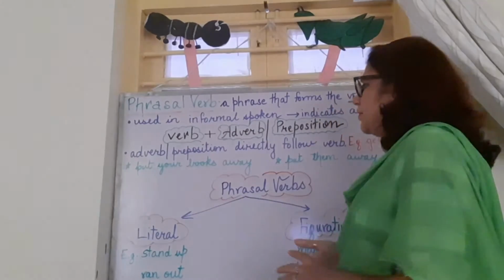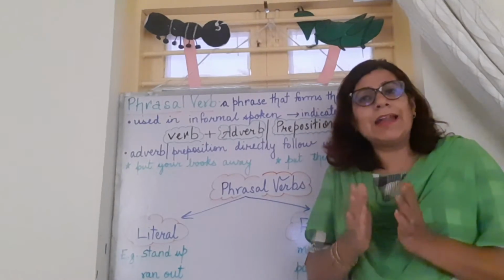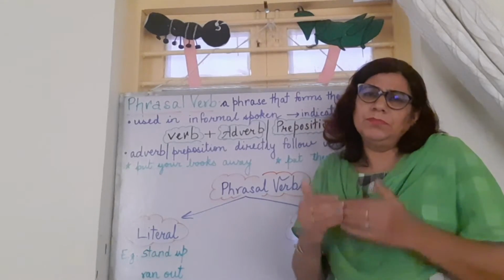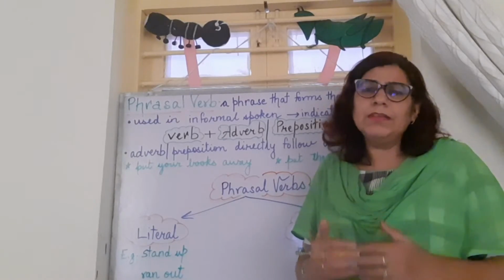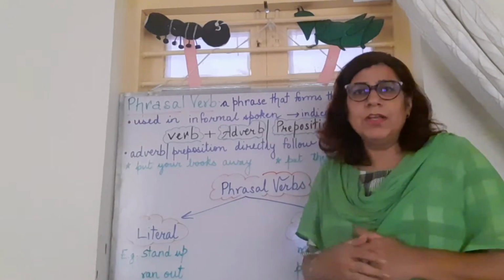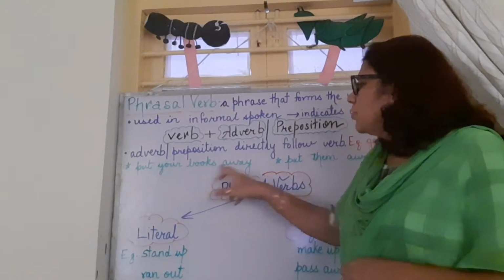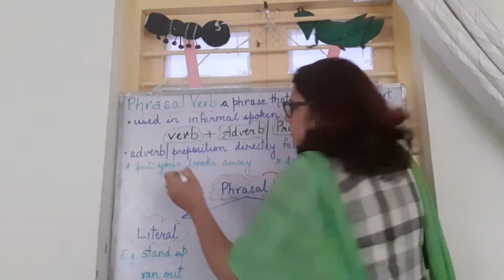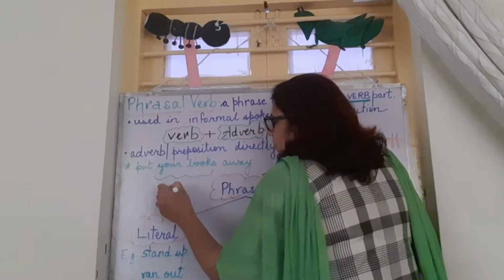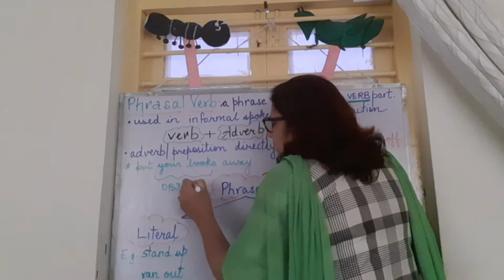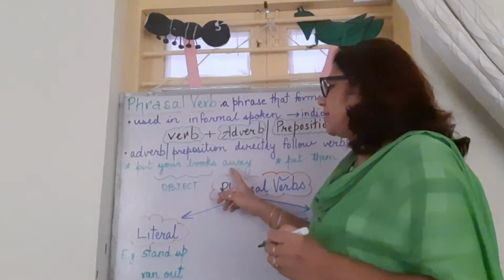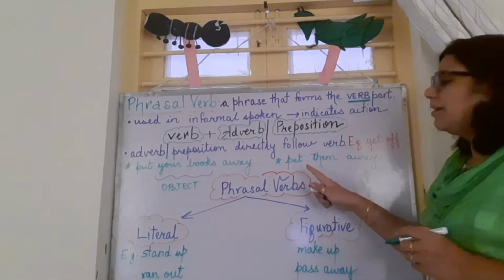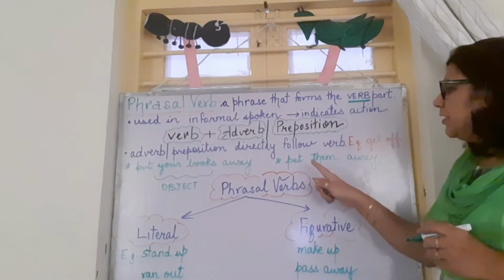But sometimes we do not place the adverb or the preposition just after the verb, but in between we place the object. Look at the example here. Put your books away. Here your books is the object part of the sentence, and put away is actually the phrasal part of the sentence, right? Then we have another example. Look at this again carefully. Put them away.